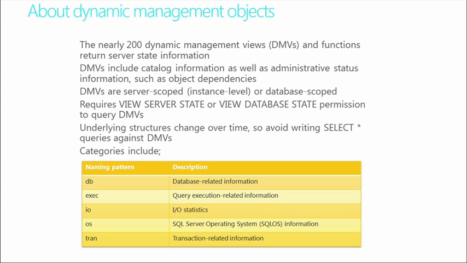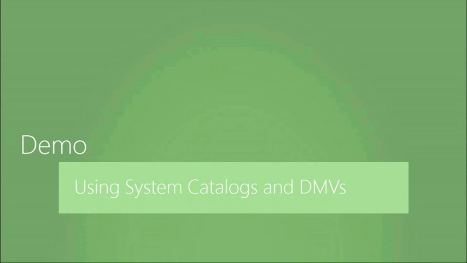And there are different categories of these DMVs. There's a database category, query execution related categories, I/O statistics categories for your input/output, SQL Server operating system information that's available to you, and a category on transactions. We saw how powerful transactions are and how important they are for us as well. So these are all categories of views that are available, and there's a slew of them to go through. I already used plethora, so I can't use that again; I'm going to switch to slew now. So you want to go ahead and peek at those.